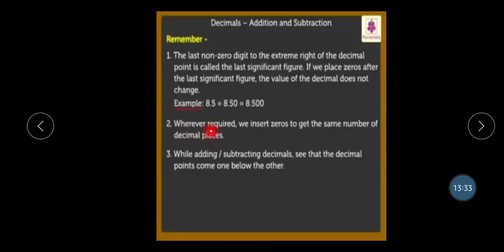Second one, to remember, wherever required, we insert zeros to get the same number of decimal places. Like the previous example we did, there were no zeros in one part of the digit, so we have added zeros. Third rule, while adding or subtracting decimals, see that the decimal points come one below the other. I always tell you, please write the digits one below the other properly, otherwise your sum will go wrong.